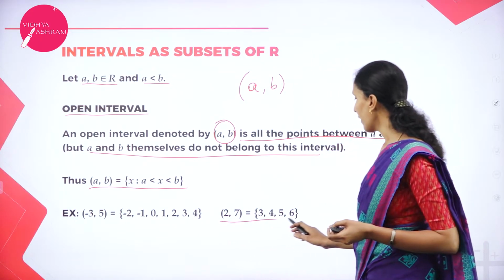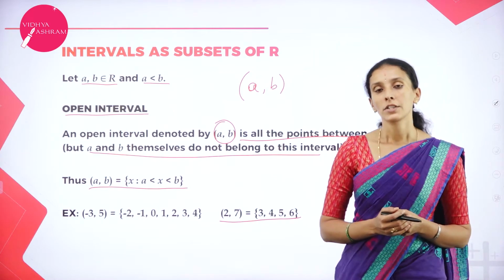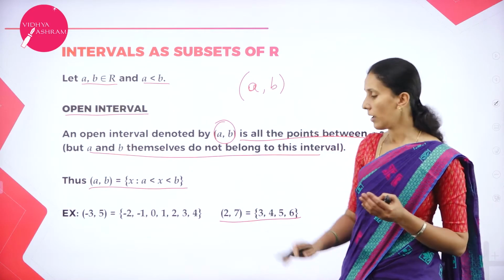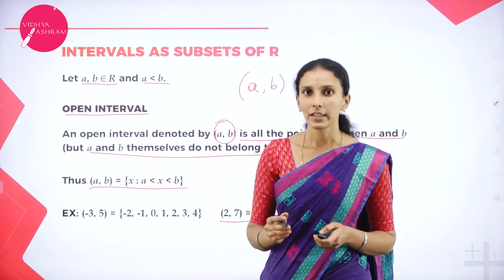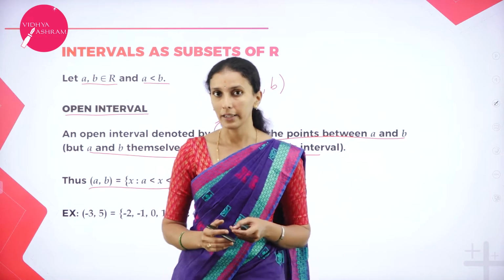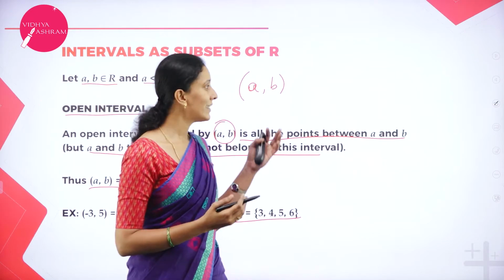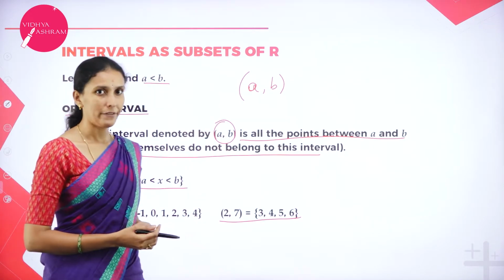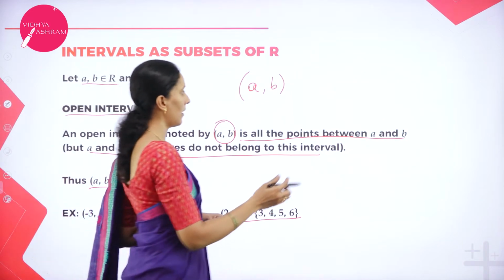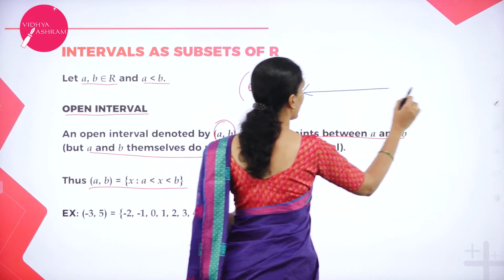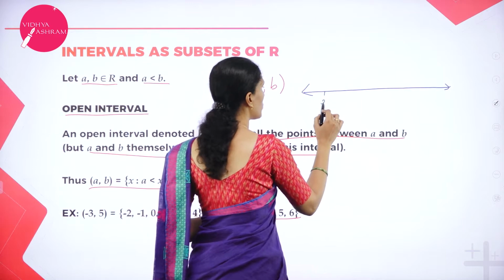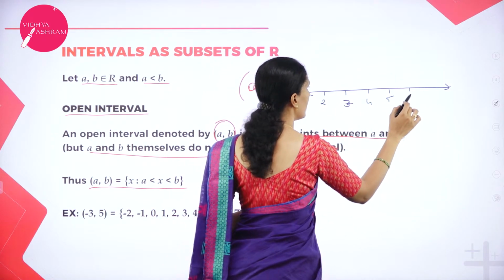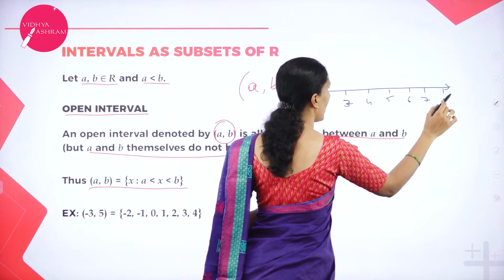Similarly, one more interval I have taken, (2, 7). So 2 cannot be written, 3, 4, 5, 6, and 7 cannot be written. This is how we write an open interval of any real number. So if you want to represent it on a number line, I'll take an example of (2, 7). Let me represent it on a number line. So if you have a number line like this, let me start with 2, 3, 4, 5, 6, 7, 8, etc.